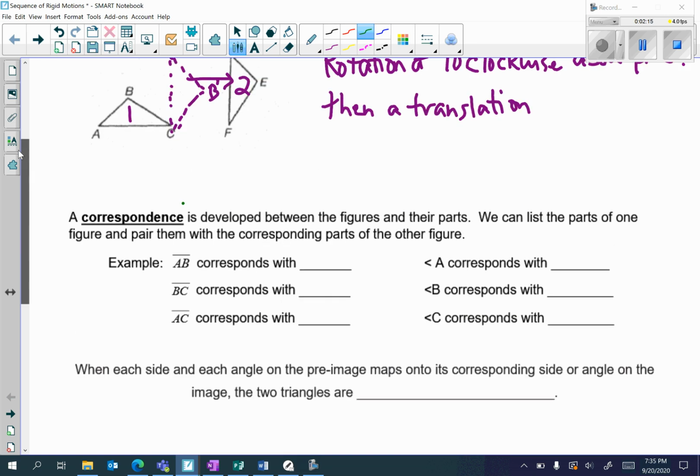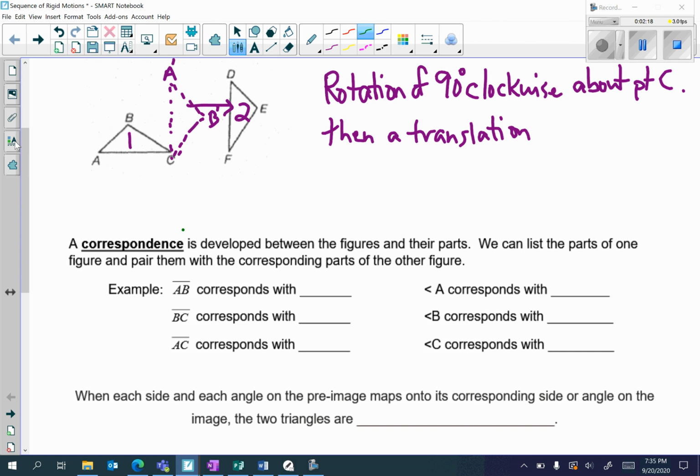So, for example, we started with triangle ABC, and we ended up with triangle DEF. So, AB corresponds with DE. They line up perfectly with each other. BC corresponds to EF. And AC corresponds to DF, the first and the third letter.